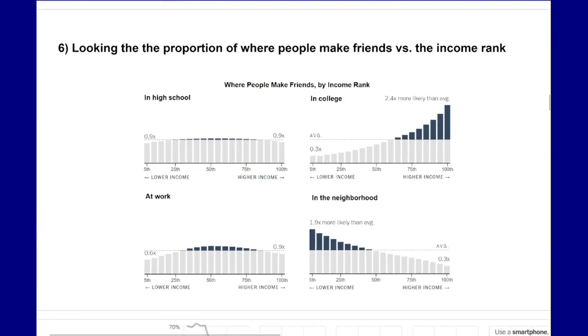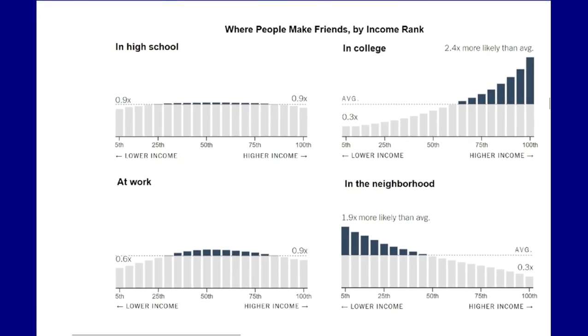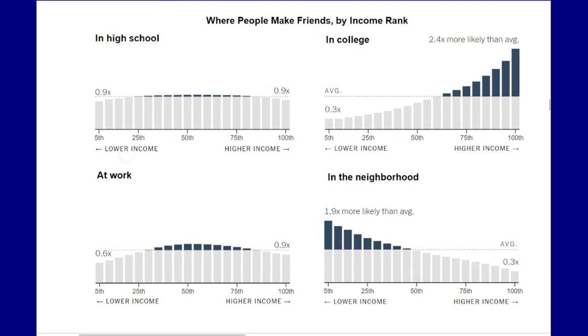This one's a little different. It might take a little while to look at, and I'll zoom in on it because some of the numbers might be small. But looking at the proportion of where people make friends versus the income rank. So the bars represent the proportion of where you make friends. You kind of see the average proportion, and you see 2.4 times more likely than average.